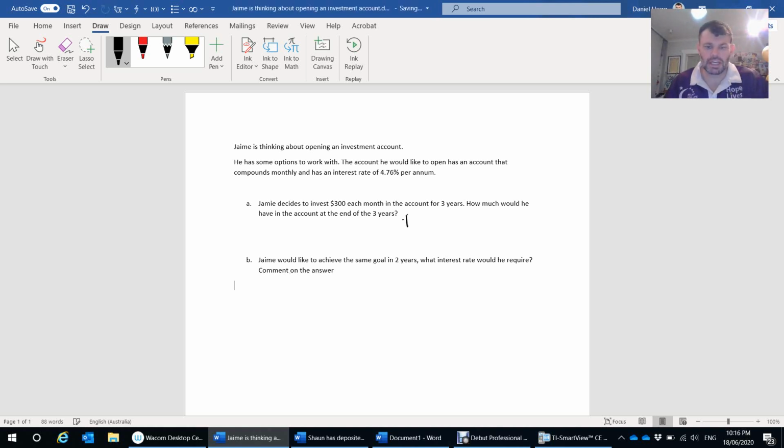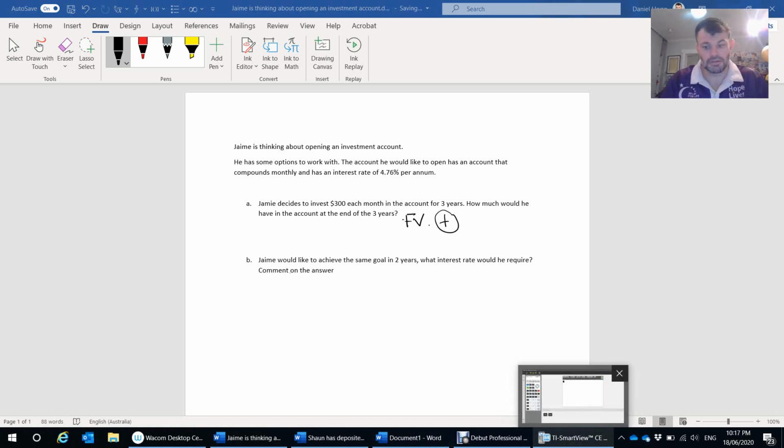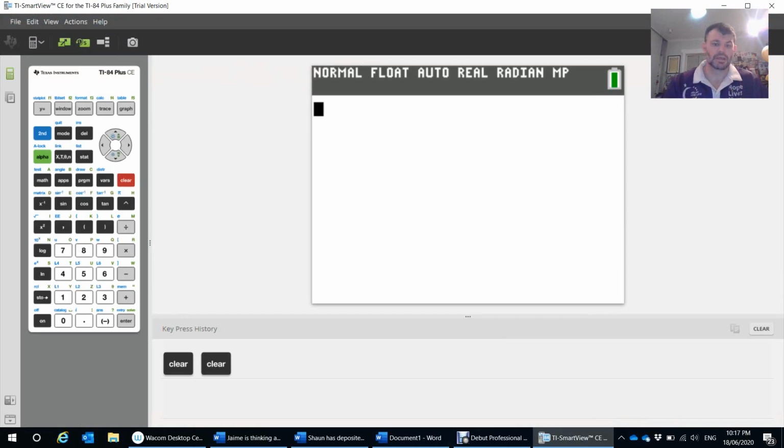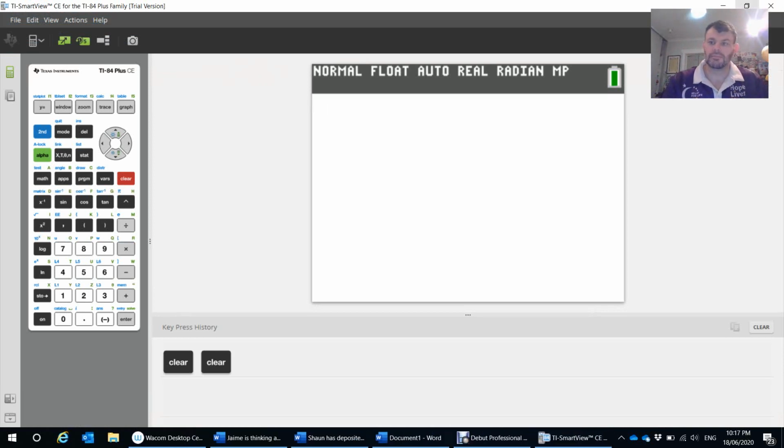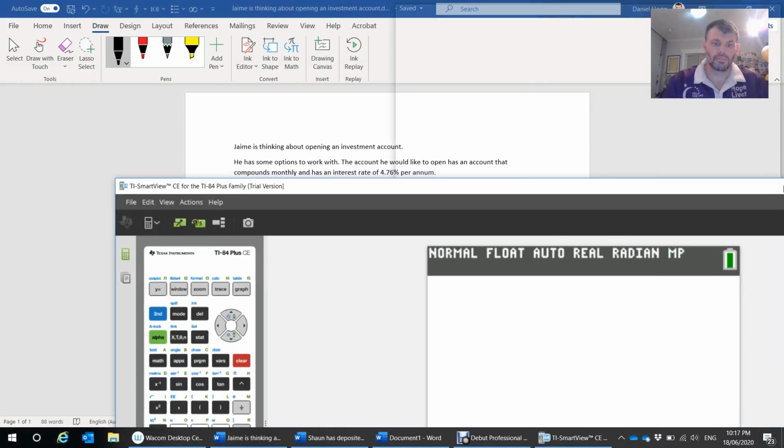So what we're trying to find here is what FV is. And we know FV is going to be a positive value. Because we're using TVM solver, we're going to bring up our TVM solver calculator. So let's have a look at the question.